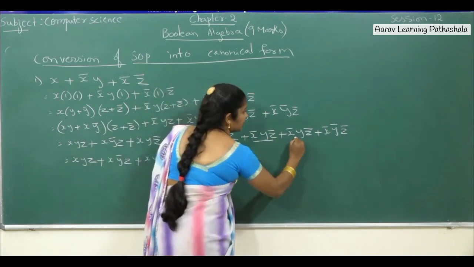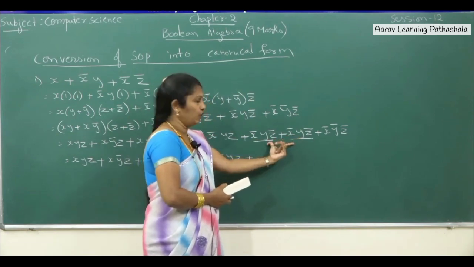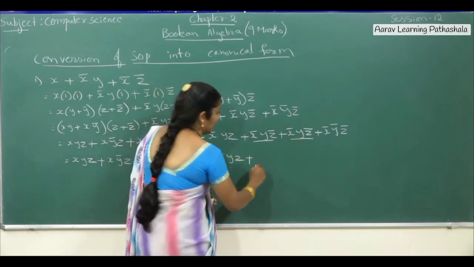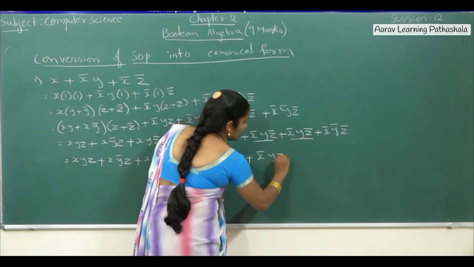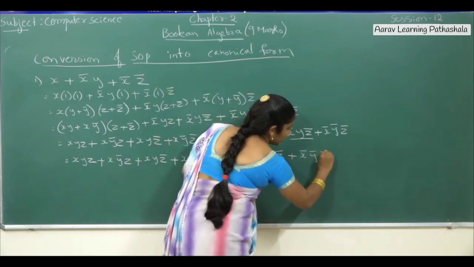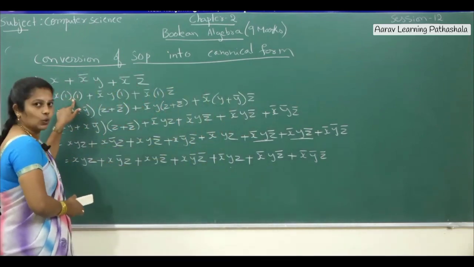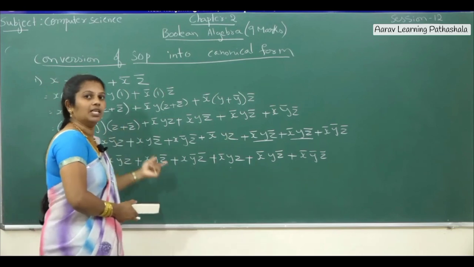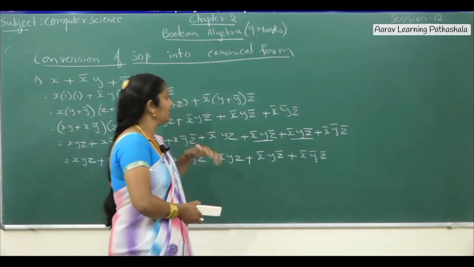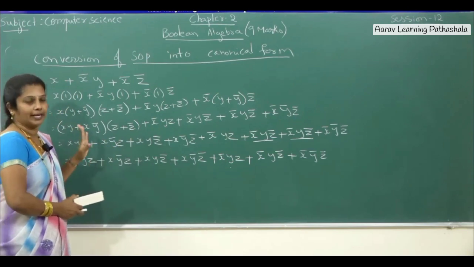See these two parts, they are the same format, we have a duplicate, that's why we can write it only one time: x bar, y, z bar plus x bar, y bar, z bar. First step, identify the missing variable plus the missing variable complement, multiply that, then distribute the equation. After distributing, remove the duplicate.